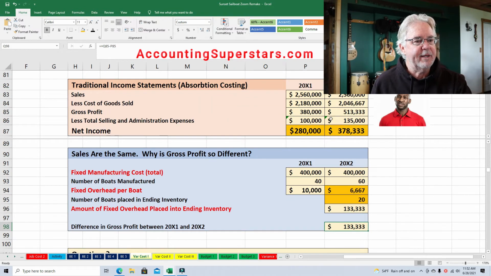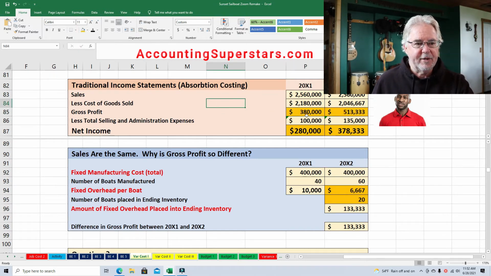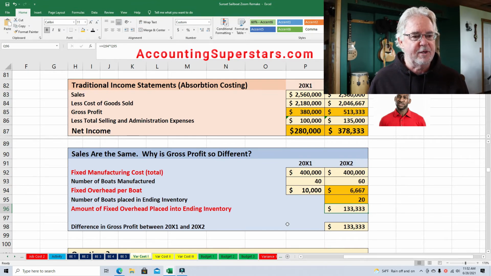There we go. All right, here's our gross profit right here. Gross profit, I'll highlight it in that yellow color here. In year one, it's 380,000. In year two, it's 513,000. So the difference is 133,333. All right. And all it is, that's the amount of fixed overhead that was not expensed. It was placed into ending inventory.